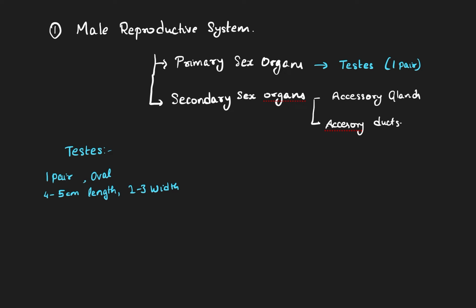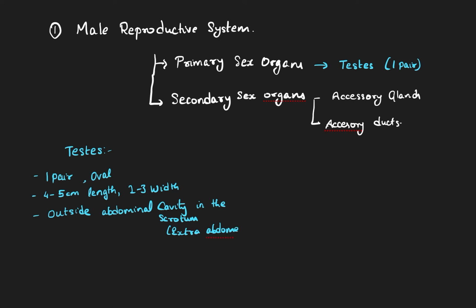And they are located outside the abdominal cavity. They are located outside the abdominal cavity, right? They are not inside the abdominal cavity, they are outside the abdominal cavity, in the scrotum. Scrotum is extra abdomen. Outside, right? Scrotum, extra abdomen.